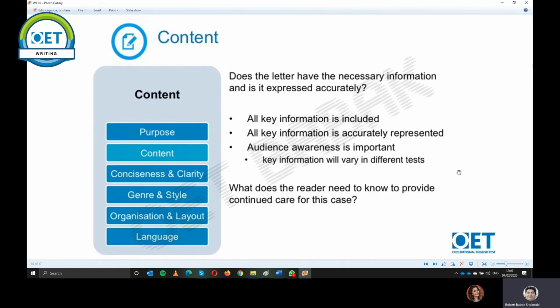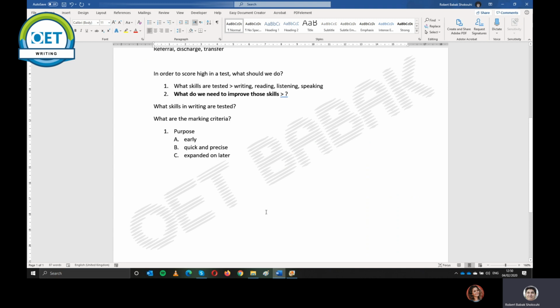Let's go to the next part. This is content. The content is: does the letter have the necessary information, and is it expressed accurately? So basically, it says all key information is included, and all key information is accurately represented. So we have two questions. Key information, so we are going to number 2 now, which is content.